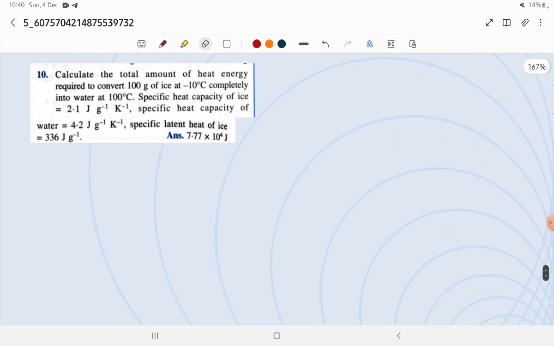Calculate the total amount of heat energy required to convert 100 gram of ice at -10 completely into water at 100 degree centigrade.